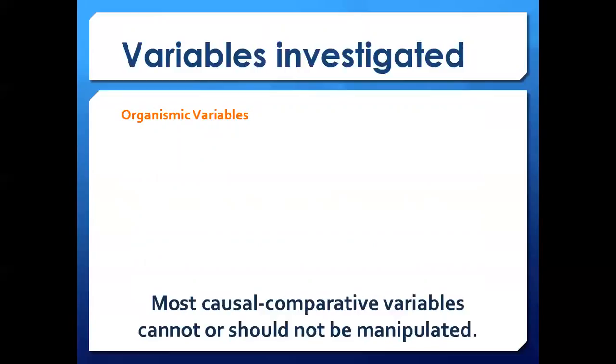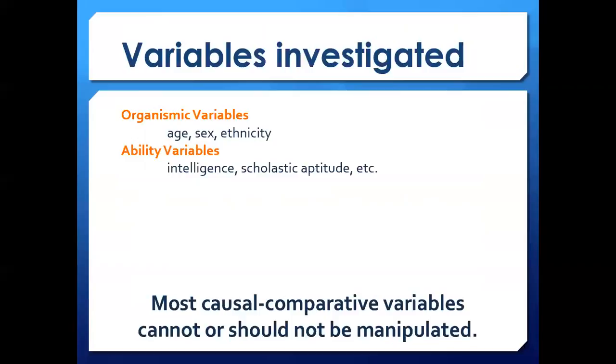Organismic variables are variables that have to do with the characteristic of an organism. For example, age, sex, or ethnicity. These are characteristics of a specific organism. Another category of variables are ability variables. This has to do with an individual's ability to do something. Some examples are intelligence, scholastic aptitude, specific aptitudes, or perceptual ability.